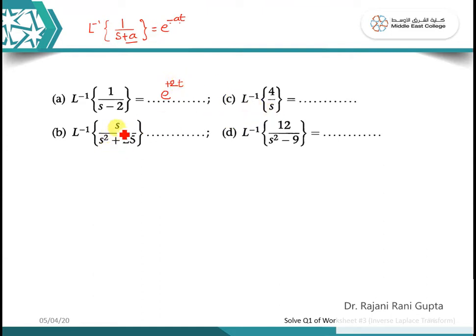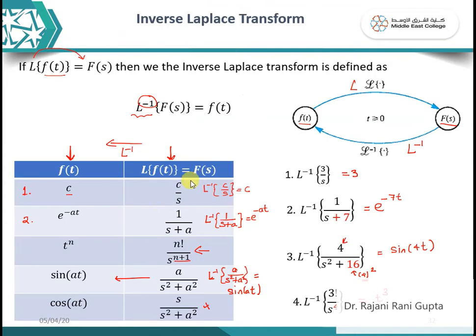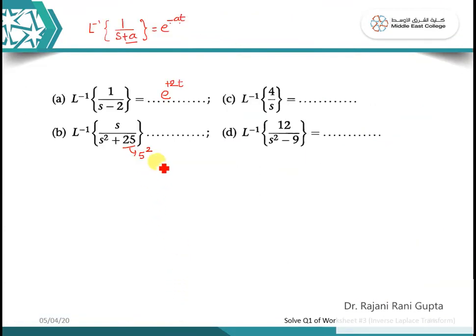Okay, now here is 5 over s square plus 25. So 25 we can write as 5 to the power 2. Now what you can see here, you have s in the numerator, so we are going to use the rule for cosine. So it will give you cosine 5t. Now for 4 over s, again 4 is a constant, this gives you 4.